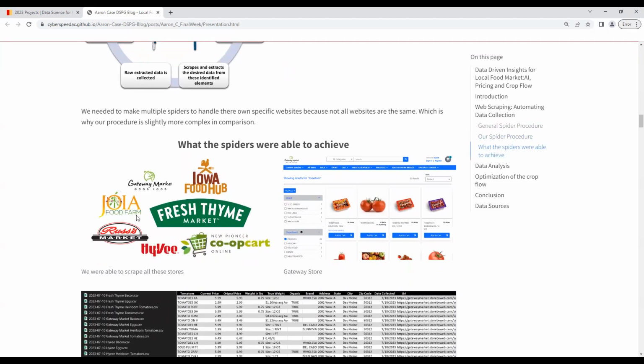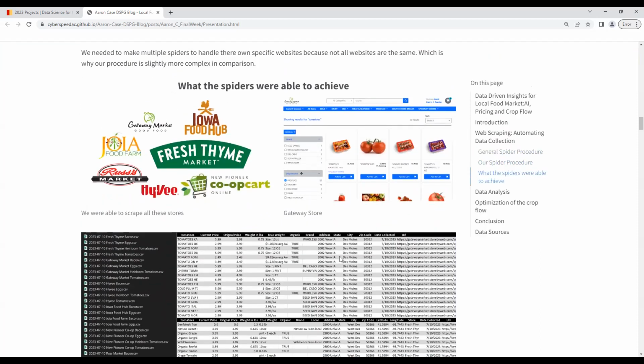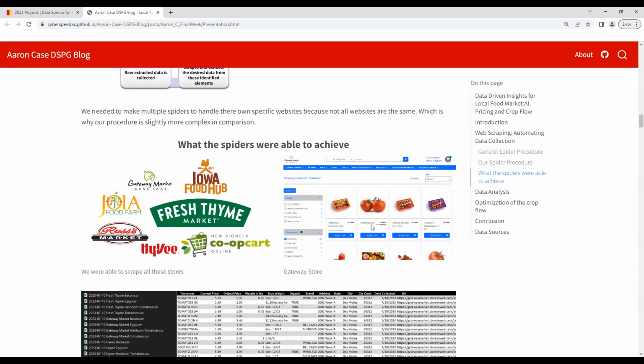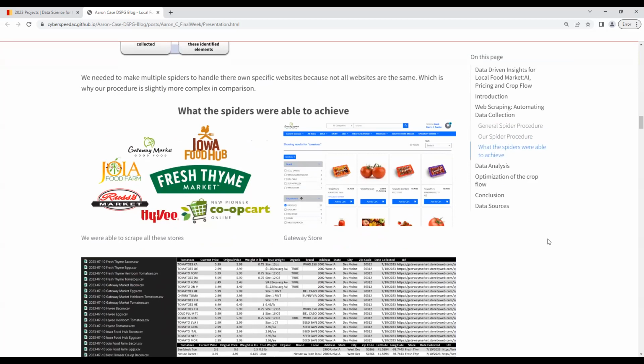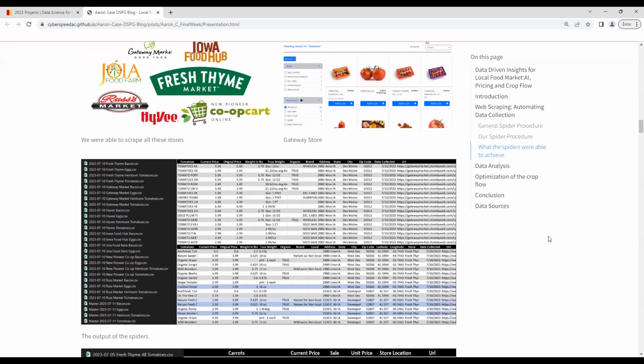So these are all the websites that we were able to scrape. This is an example of the store page that we would scrape from. We would take in the price right here, the name, everything. We would click on this image and it would go to the next page. That's part of the scraping process.